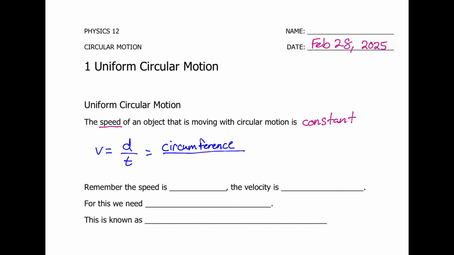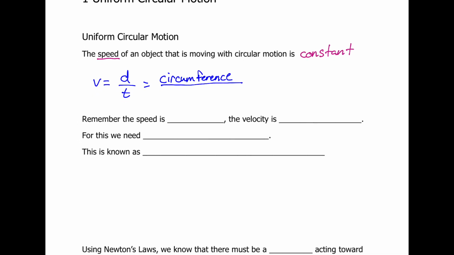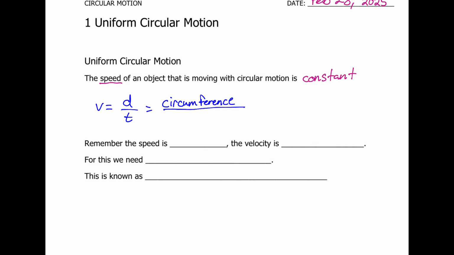What do we normally call the time to go all the way around a circle? Think of your waves chapter from last year. Period. One full loop. One loop is one period. So we have a formula that's not just d over t.